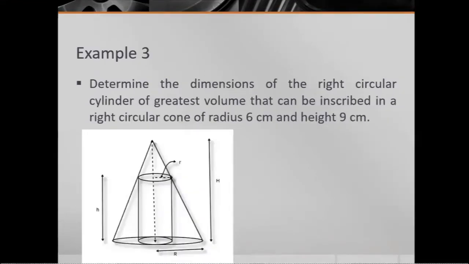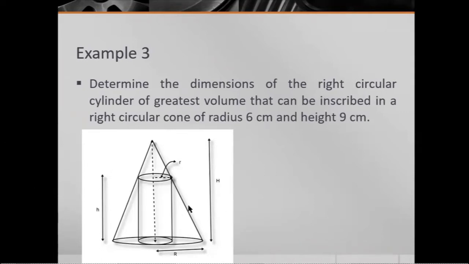Okay, for the last example, number 3, determine the dimensions of the right circular cylinder of the greatest volume that can be inscribed in a right circular cone of radius 6 cm and height 9 cm. So ito ngayon yung ating figure. So yung ating cylinder ay naka-inscribe doon sa ating cone.